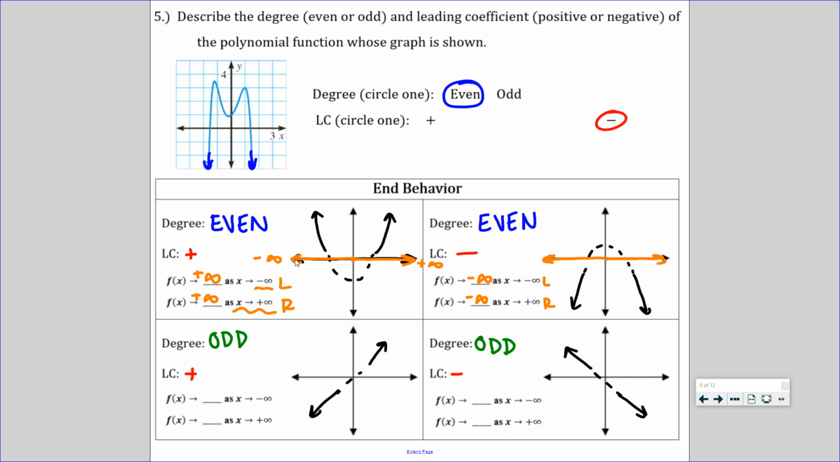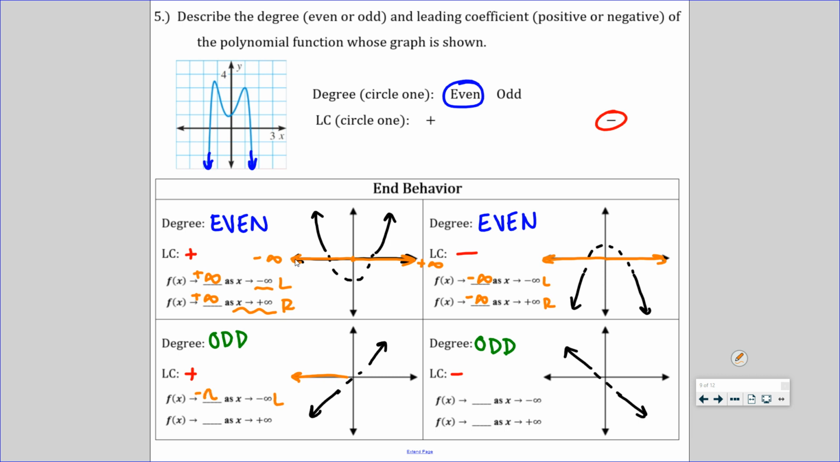Okay, so then odd degree polynomial functions. Again, this depends on my LC. So if the LC is positive, as x approaches negative infinity, what does my graph approach, guys?